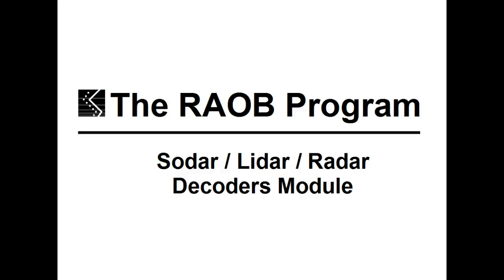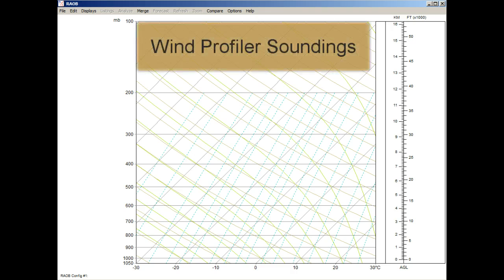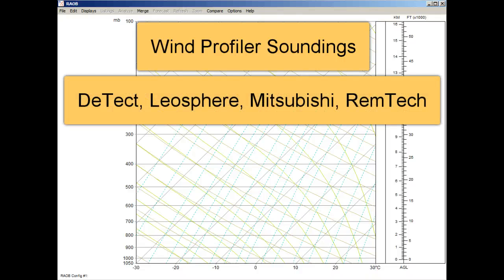This video is about RAOB's Sodar, Lidar, and Radar Data Decoders module. This module primarily performs decoding of wind profiler soundings, which are generated by surface-based sensing equipment. This module currently contains decoders for wind profiles produced by the following companies: Detect, Leosphere, Mitsubishi, and RemTech.